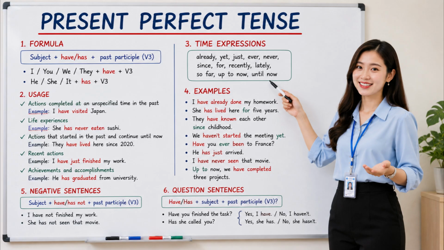Examples. I have already eaten. She has just arrived. We have known each other for years. They have lived here since 2020. So far, we have completed 3 chapters. More example sentences. I have studied English for 3 years.